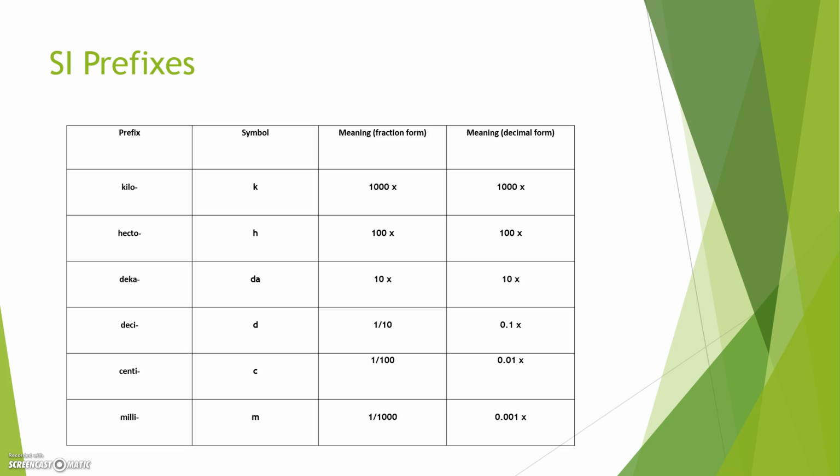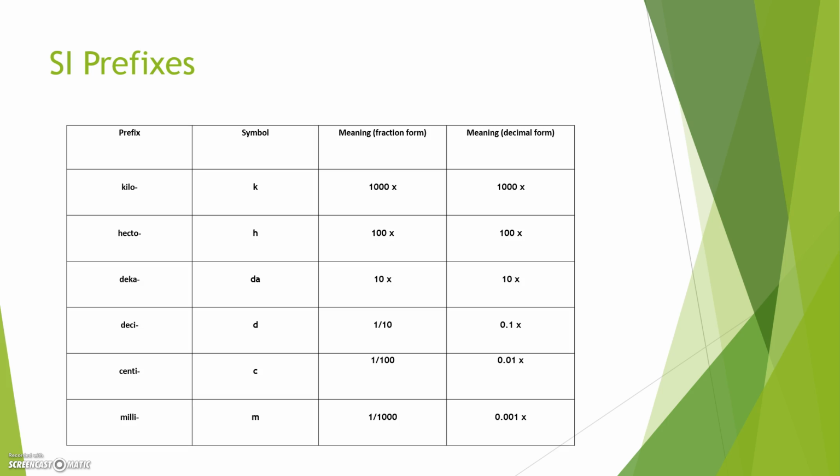Now deci, centi, and milli are fractions of the basic unit. So when we talk about deci, our symbol is a lowercase d, and it tells us that we're looking at something that is 1/10 the basic unit. So if we have a decimeter, it is 1/10 of a meter. Or there are 10 decimeters in a meter. And you can relate that to dimes in money, because a dime is 1/10 of a dollar, or there are 10 dimes per dollar.